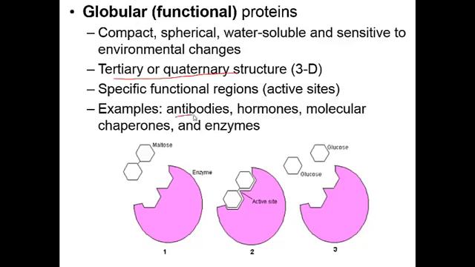So they're going to function as antibodies, as hormones, molecular chaperones, which we'll talk about in a couple slides, and also as enzymes, which are very, very important. And the thing I want you to notice is that these enzymes specifically have what are called active sites. The active site is the region of the molecule where the chemical reaction is going to happen.